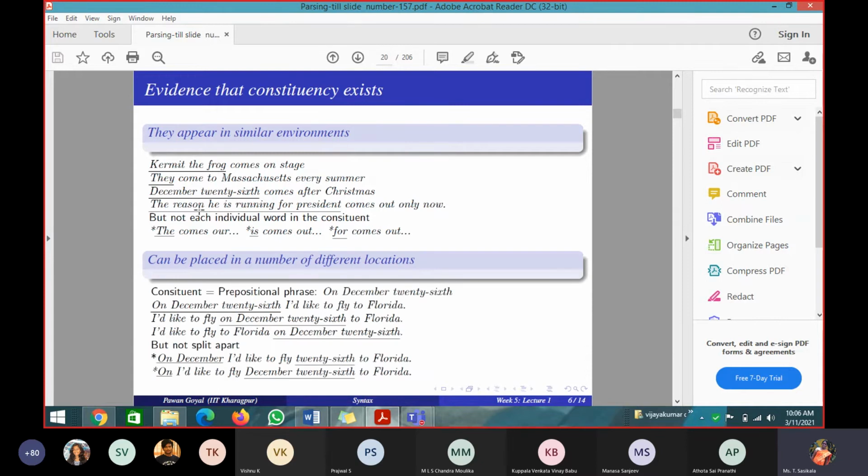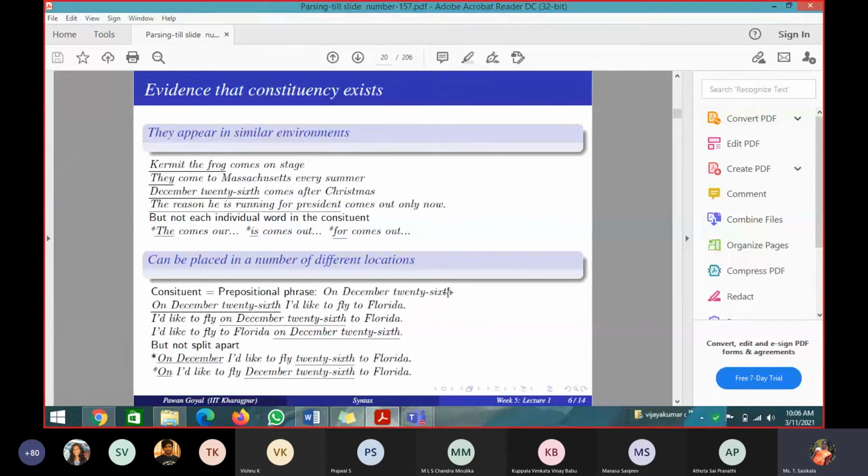See this example. If you take one phrase, I am taking one constituent. A constituent is also called a phrase. I am taking a prepositional phrase. What is the prepositional phrase I am taking? What is the phrase I am taking? Here I have a collection of words, on December 26. So how many words form a prepositional phrase here?